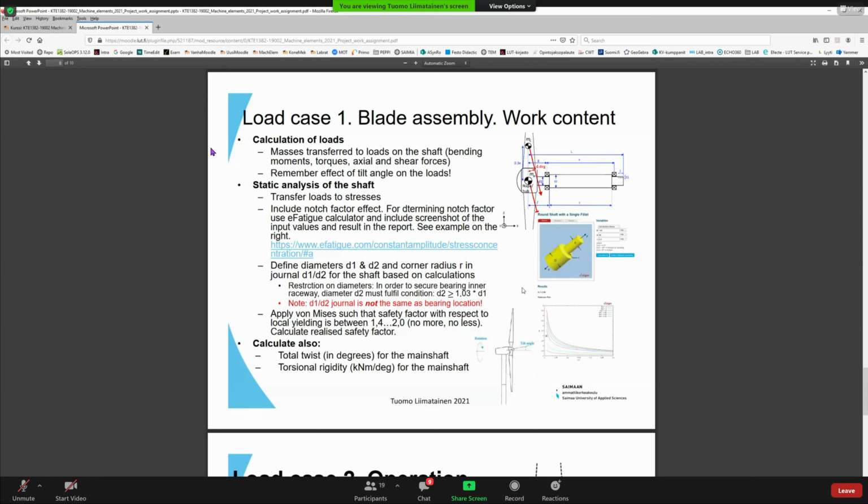And what you need to do is define the D1 and D2 diameters and the corner in between so that you can calculate the stresses. There is only one restriction on the diameters: in order to be able to secure the bearing raceway in a proper way, this diameter D2 has to be at least 3% bigger than the D1. It can also be far bigger, but it has to be at least 3% bigger than the D1.